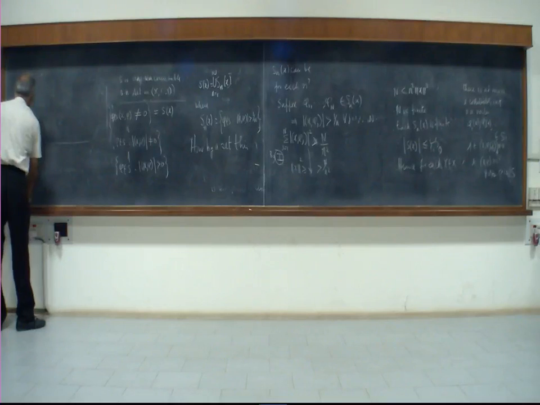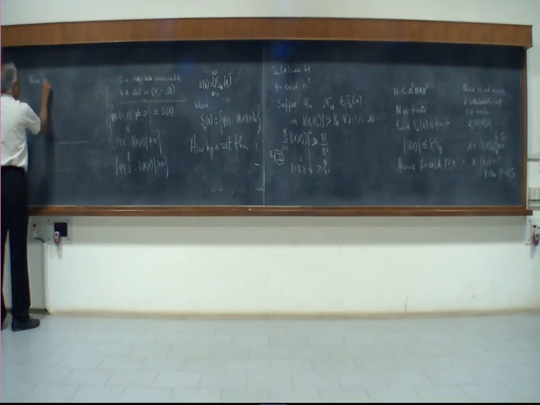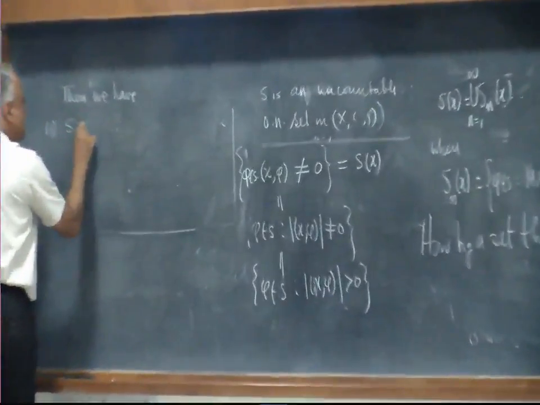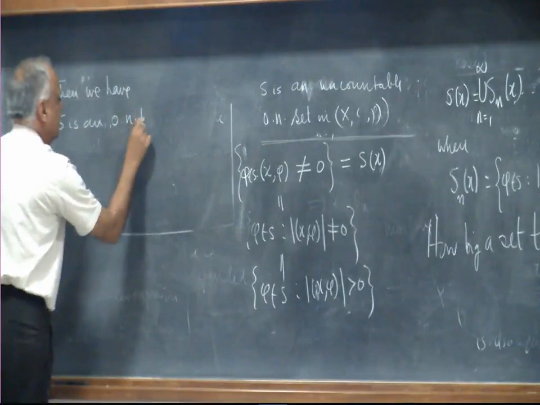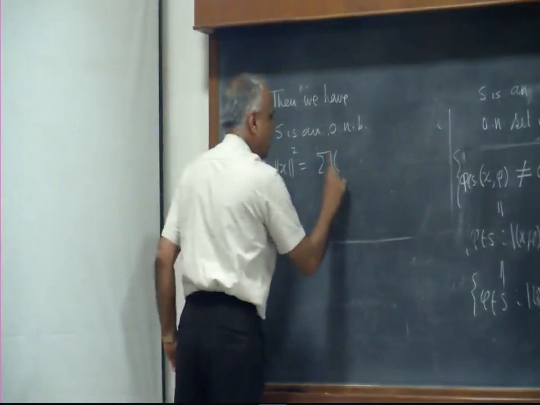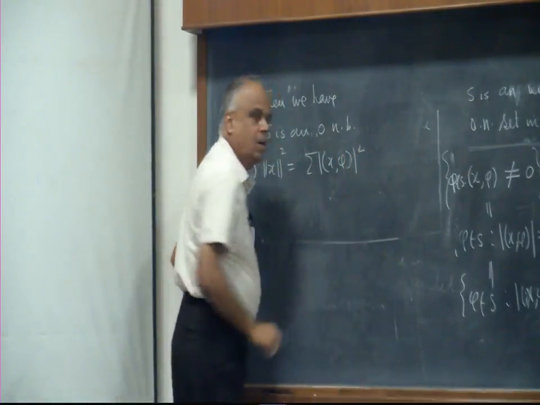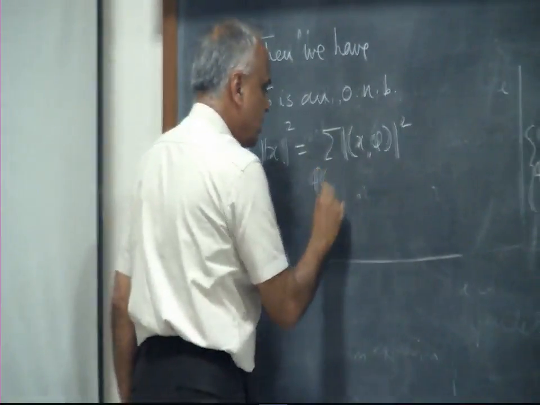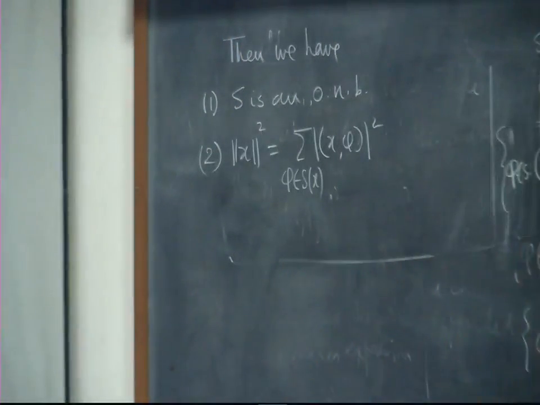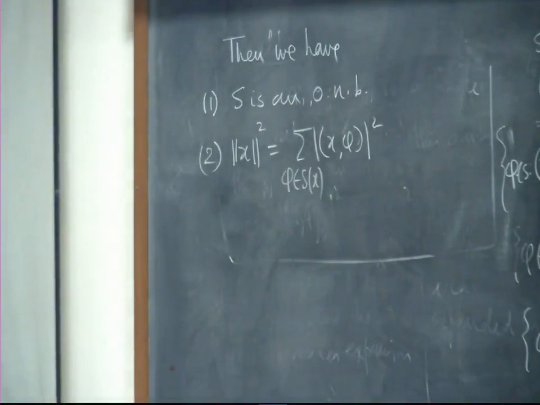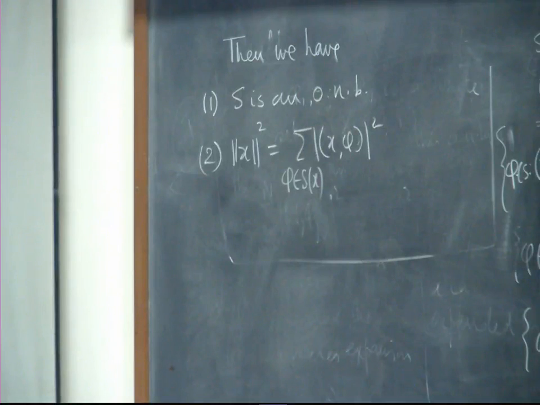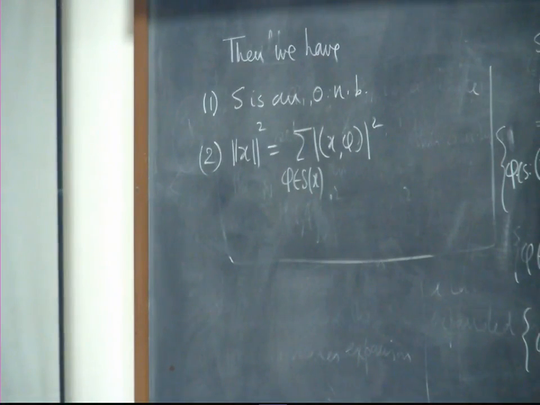Then we have, one, S is an orthonormal basis. Two, norm x squared is, now for which phi does this make sense? Only those phi's which are in S_x. That is only a countable number, and therefore this is a genuine series. It is not an uncountable sum. It is only a countable sum, and therefore it is an infinite series.